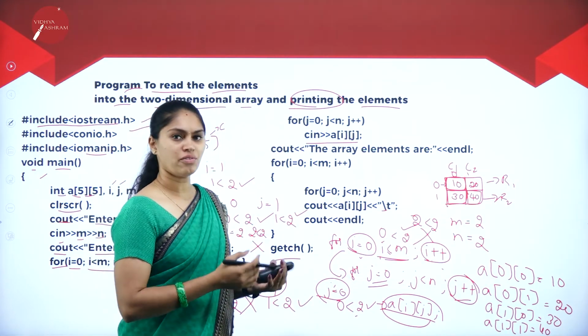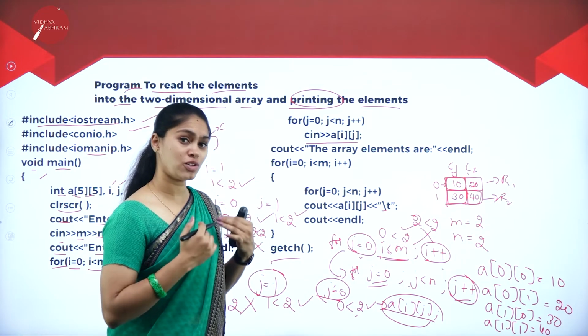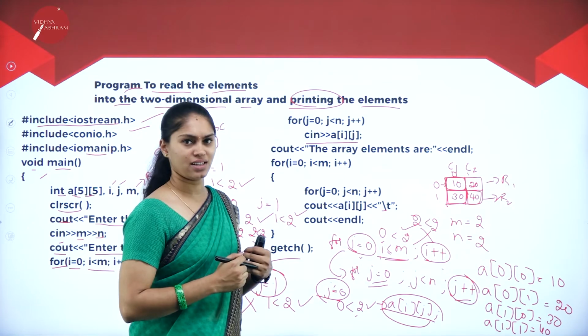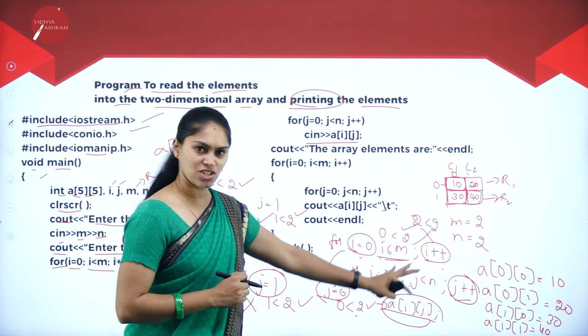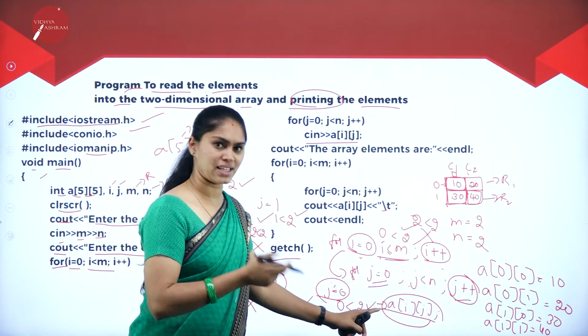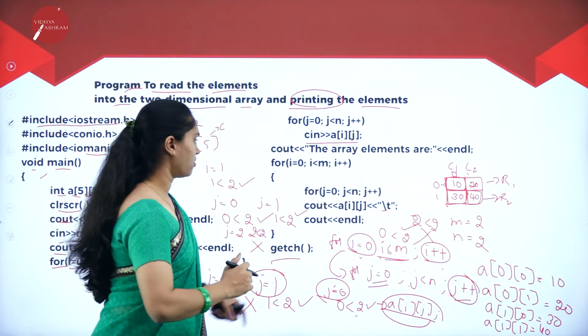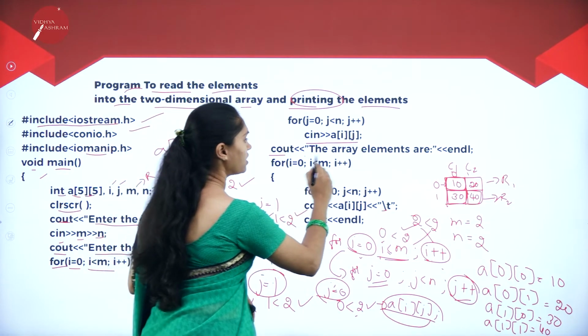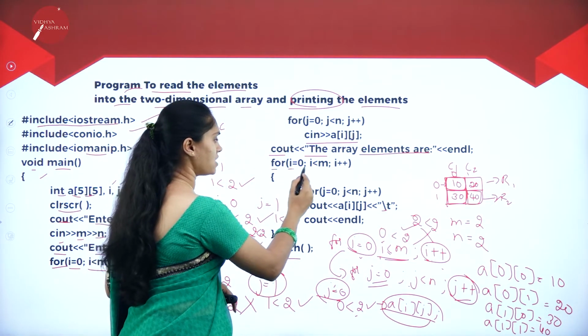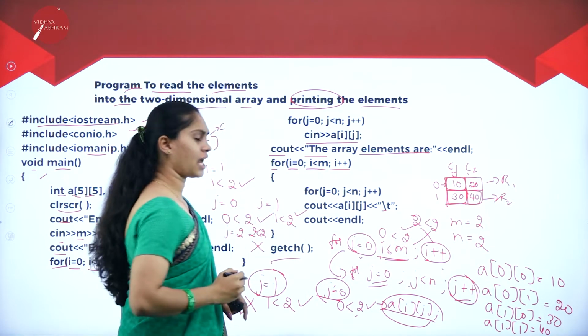This is how we are going to access or read the elements into the array. Then how we are going to display the same content, the same iteration will take place. Instead of CIN, we are going to display the content. That's it. That is what we are doing here. See, the array elements are. We are displaying. Then for loop, I is equal to 0, I less than m, I plus plus.